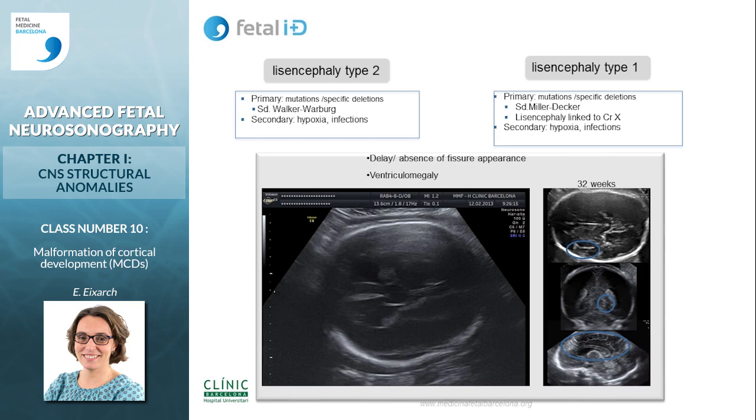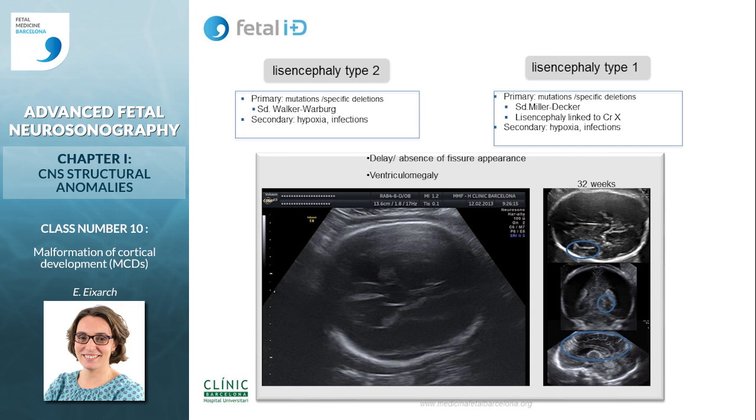Lissencephaly type 2 can be primary due to specific mutations or deletions, for example the Walker-Warburg syndrome, or secondary to hypoxia or infections. In the same way, lissencephaly type 1 can be primary due to specific mutations or deletions such as Miller-Dieker syndrome or linked to chromosome X, or secondary to hypoxia or infections later on in the development. Although the 2 types of lissencephaly have different origins and causes, the ultrasound evaluation is very similar.